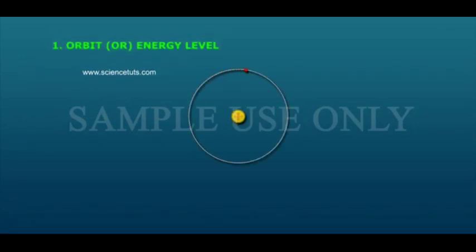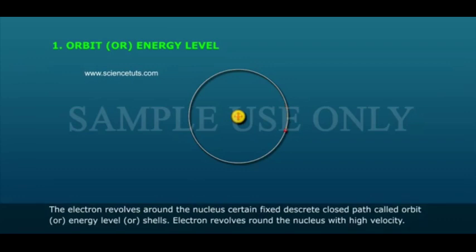1. Orbit or energy level. The electron revolves round the nucleus in a certain fixed, discrete closed path called orbit or energy level or shell. Electron revolves round the nucleus with high velocity.